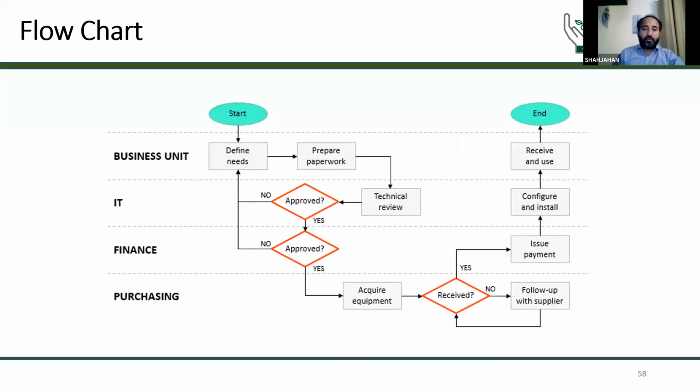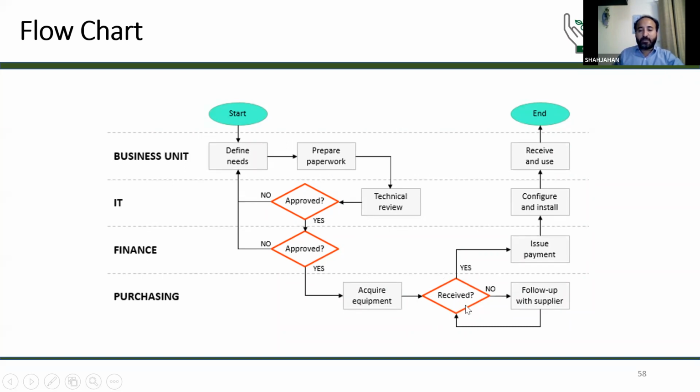This is an example of a flow chart. Here we see the business unit, IT, finance, and purchasing. If we want to purchase anything, it will start with defining the needs, then go here to prepare paperwork, then technical review, and then the IT will review whether it is approved or not. If it is approved, yes, then it will go to acquire equipment by the finance, then it will go to received.